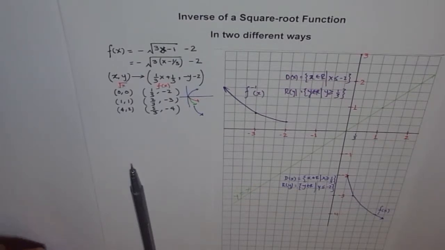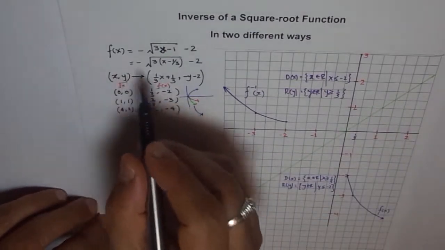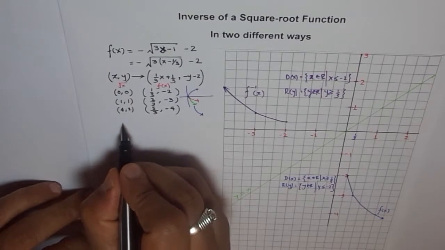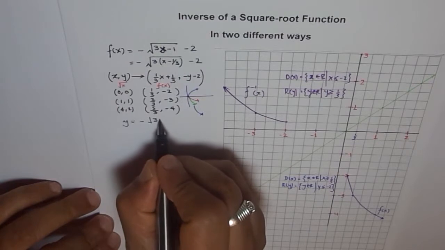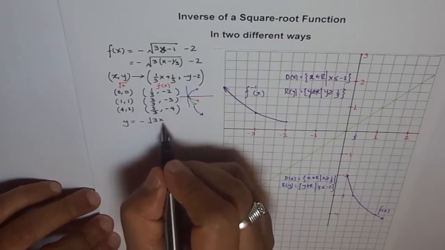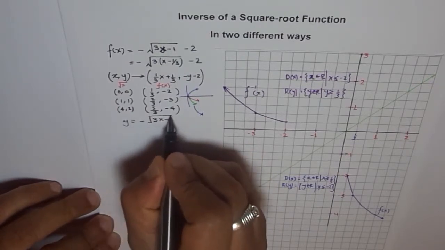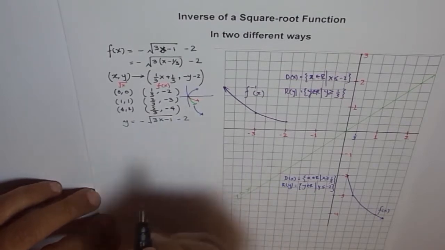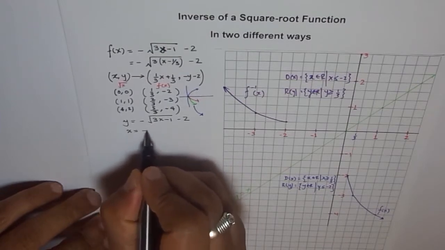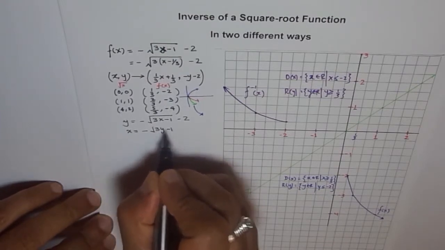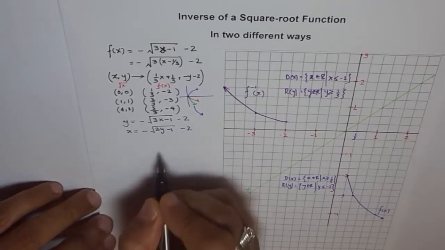Now let's try to do the same thing algebraically and see if we can get our answer. Now algebraically, what are the steps? First step is to flip x and y. Let's write them in y equals form. So y equals minus square root of 3x minus 1, minus 2. So first step is we flip x and y to find the inverse. So x is equal to minus square root of 3y minus 1, minus 2. Now we'll solve for y.